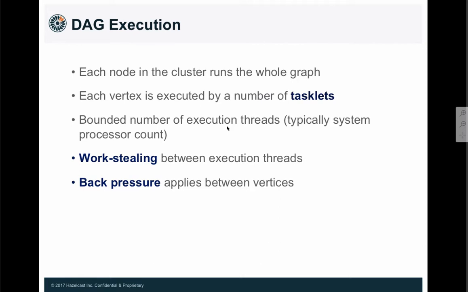We also have a system for ensuring back pressure between vertices. If the processors of one vertex are consuming input slower than it is being produced, the producers will slow down, and this will give more room to the consumers to execute their logic.